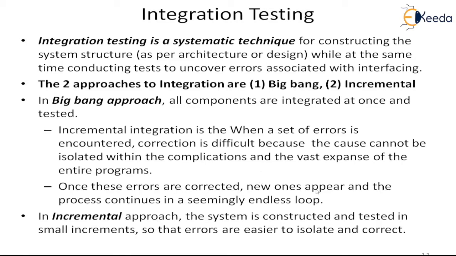Because you have a very vast expanse, once the error is corrected in one place, you will find new ones in another. So it will keep on repeating, and it is a very difficult and time consuming task. Whereas in the incremental approach, the system is constructed and tested in small increments. That means you don't integrate everything together. You integrate little by little, so the errors are easier to isolate. You know what you have incremented, so you know how to determine the error.